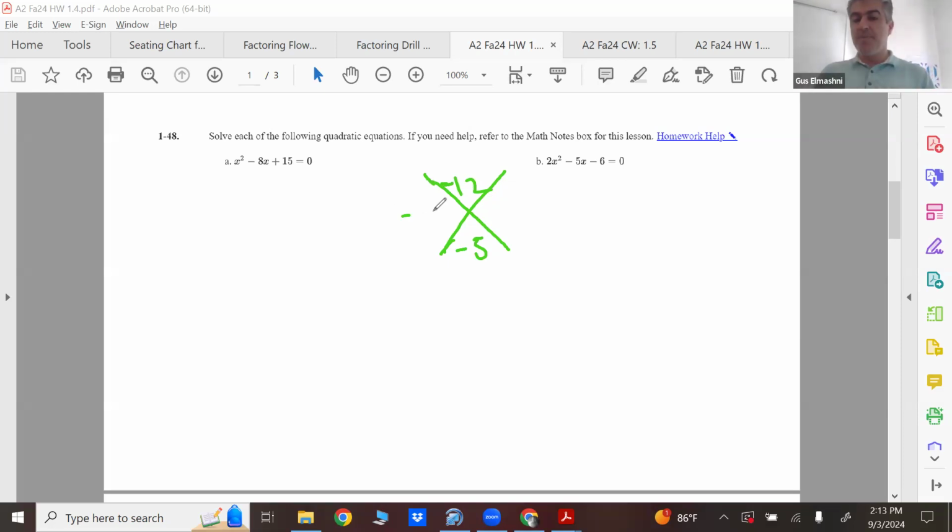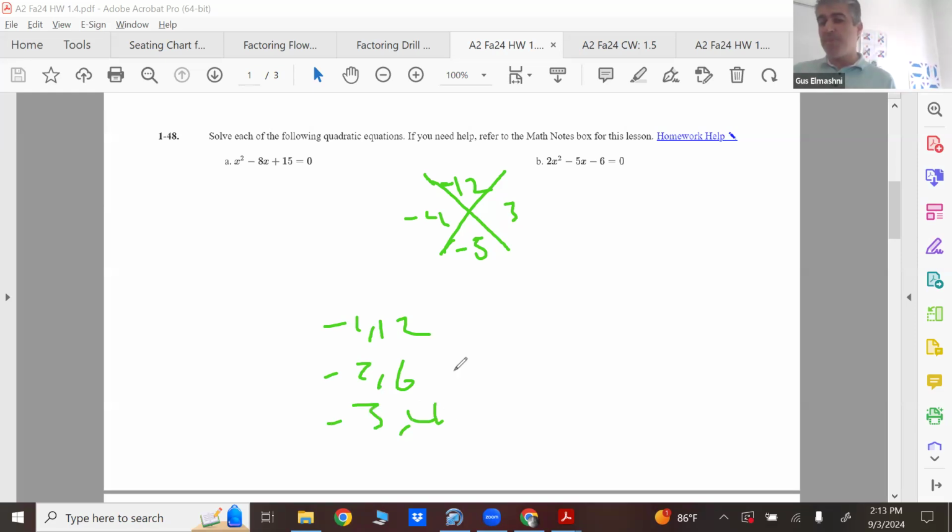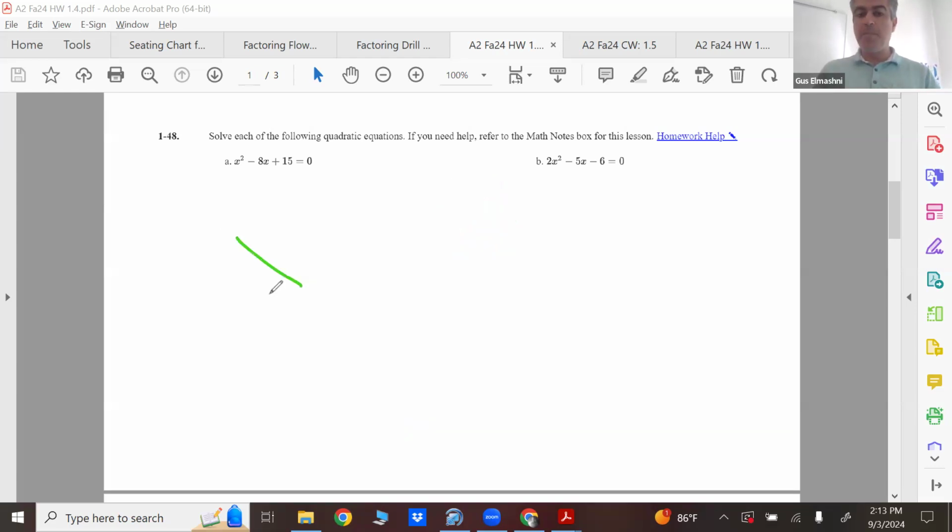Let's try all the options. Does that work? No, right? What's the other option? -2 and 6. Close. Or -6 and 2. How about -4 and 3? So have I exhausted all my options? -1, 12, -2, 6, -3, 4. Even if I swap the negatives, I've exhausted all options. So I can't do it. So in this case, it's not factorable. So what would be my next option?